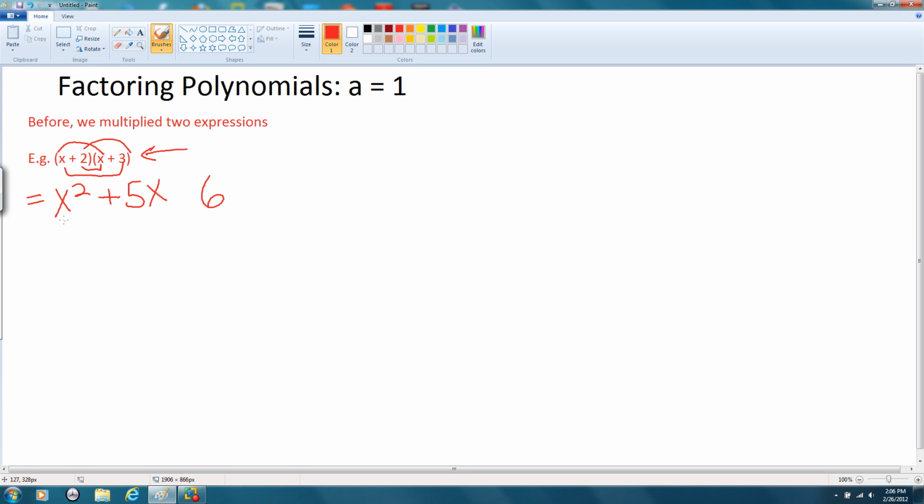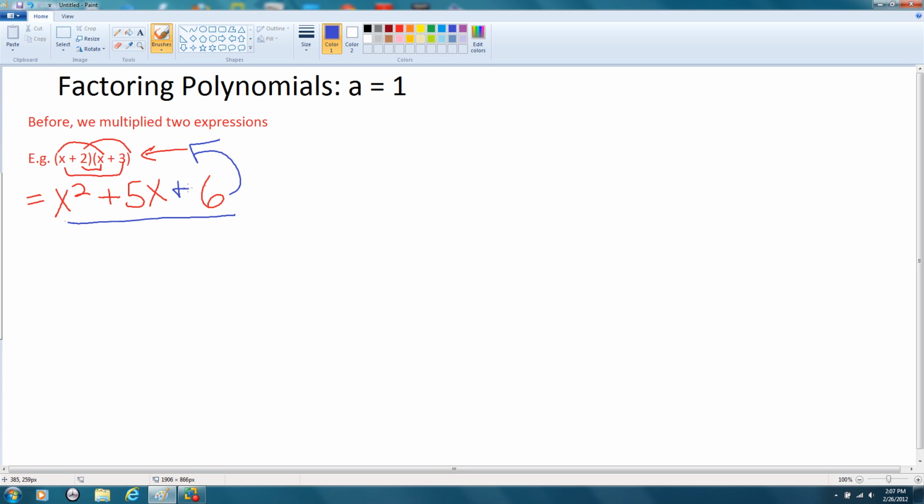What we're going to do this time is start with an expression like this, and go back here. That's called factoring. We're going to take this expression that has 3 different terms, things added together, and make it 2 things multiplied together. So we're going to factor something like that. This is a little more difficult because there's usually some guesswork involved.